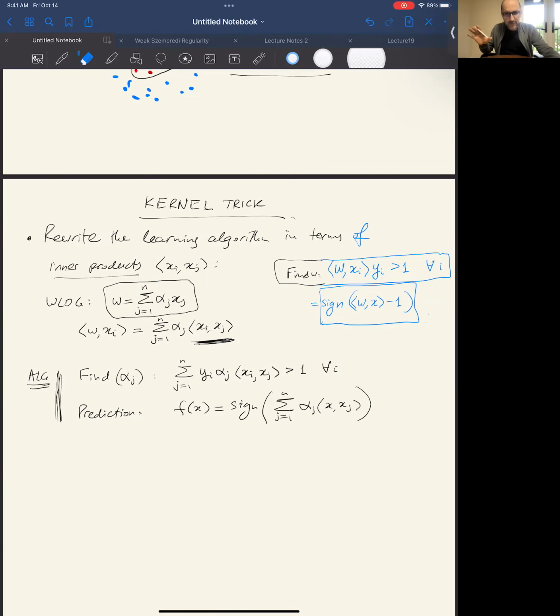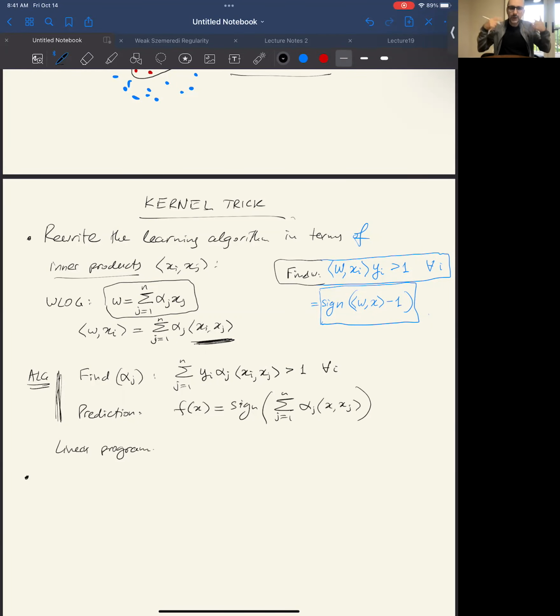Okay, I did nothing here. So there is no method. Just substitute W, a linear combination, into the same algorithm. It's still a linear program. Everything is still linear now in alpha, so it's just a change of variables.